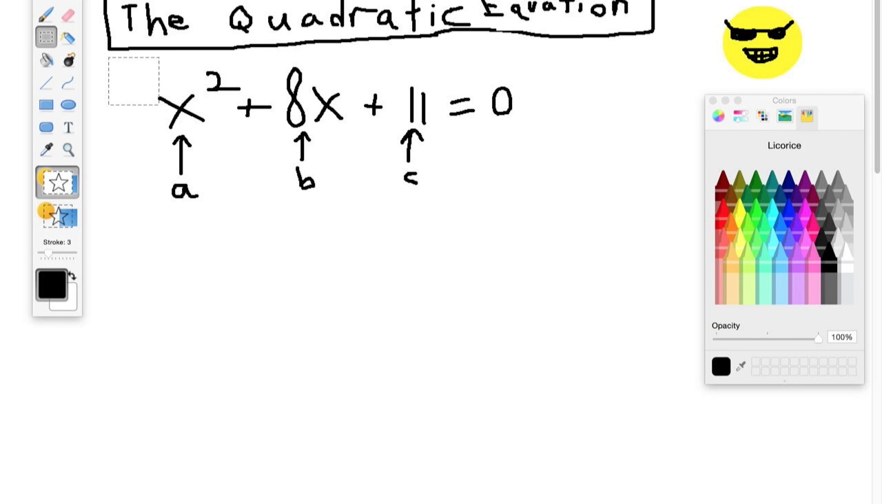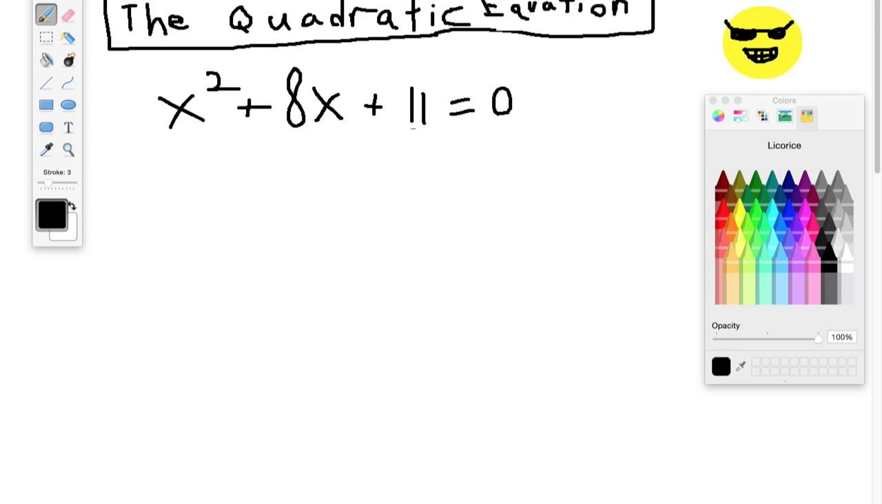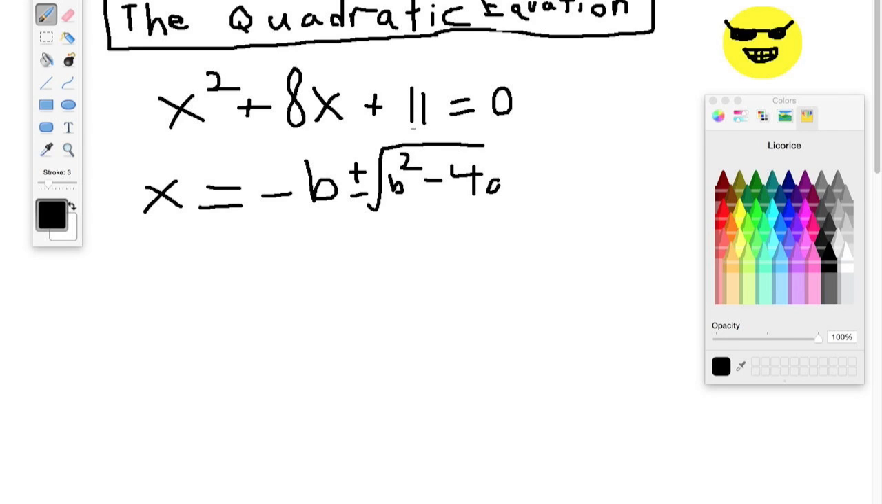So we have this equation, and I'm going to show you what the quadratic equation is. So the quadratic equation says that x equals negative b plus or minus the square root of b squared minus 4 times a times c, all divided by 2a. So it seems kind of intimidating at first, but it's really not that hard.